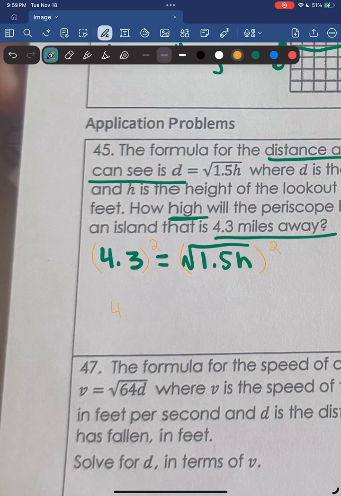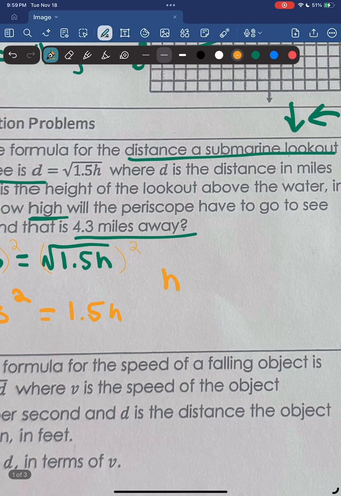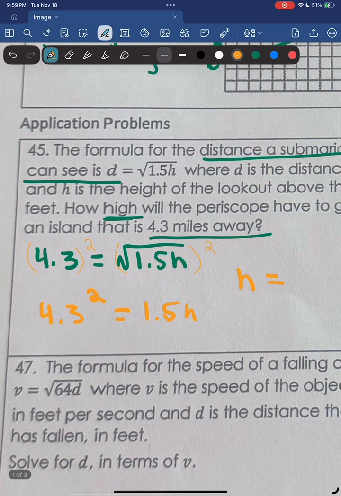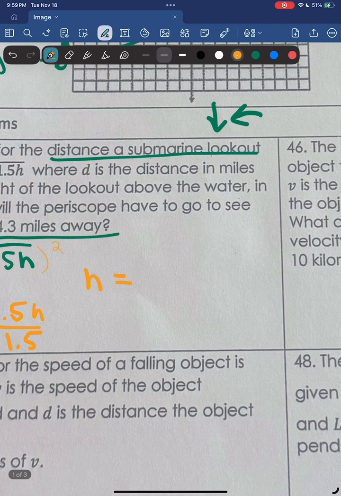So now we're going to have 4.3 squared is equal to 1.5h. And now we know that h, right? Because if we divide both sides by 1.5, h is actually equal to 4.3 squared over 1.5. So now we can move on to formula 46.